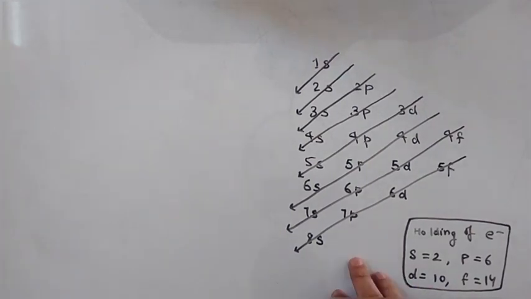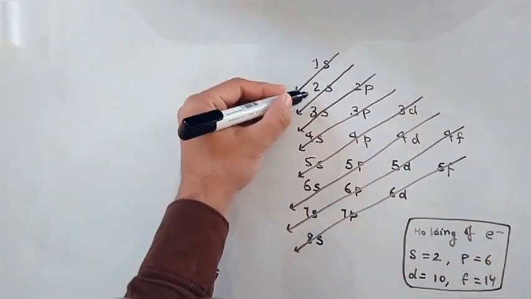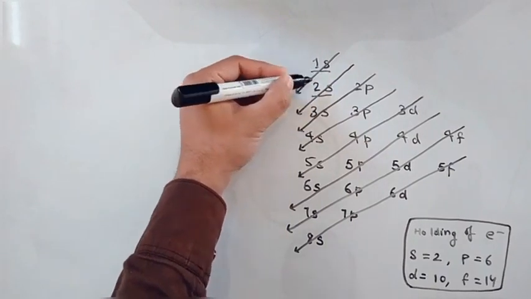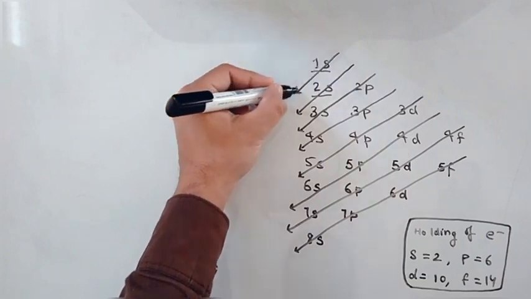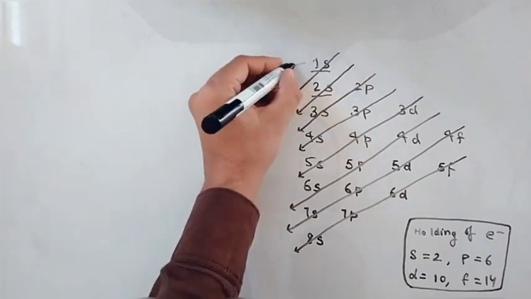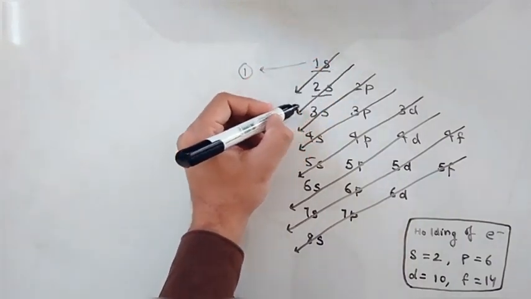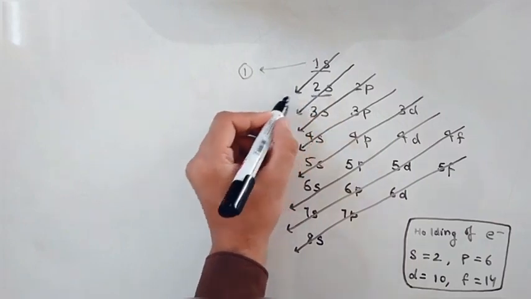In drawing this pictorial representation, sometimes we make mistakes. To avoid that mistake, what you should have in mind is that the arrow is passing two times through only one. Okay, this is 1s, this is 2s. The first arrow is passing through only 1s, that is only one orbital. Next, the second arrow is also passing through only one orbital, that is 2s.